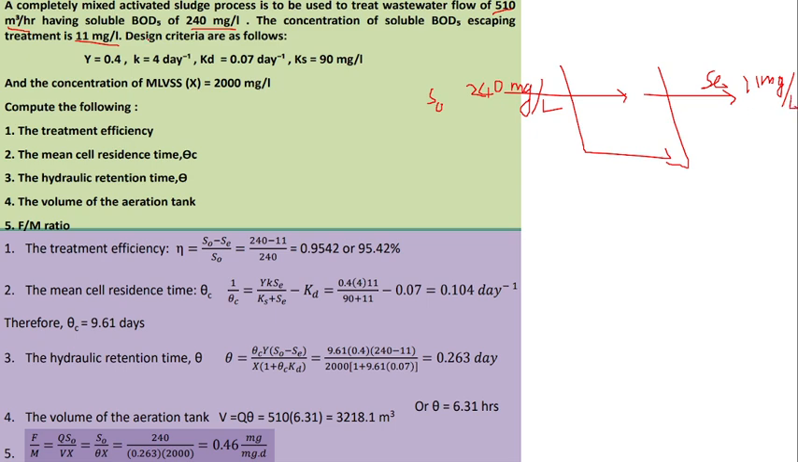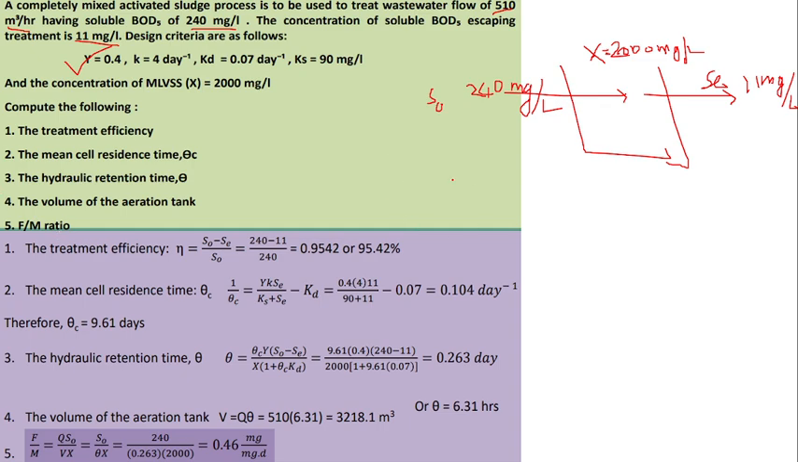Now the biokinetic parameters are given: y is equal to 0.4, k is equal to 4, kd is equal to 0.07, ks is equal to 90 mg per liter. And the concentration of MLVSS is also given, so X, the biomass concentration, is 2000 mg per liter. With these data, they are asking us to compute the treatment efficiency, mean cell residence time theta c, hydraulic retention time theta, volume of the aeration tank, and F by M ratio.